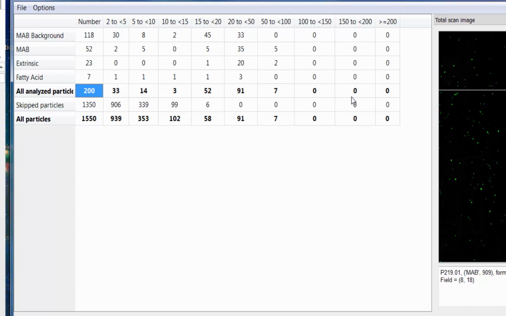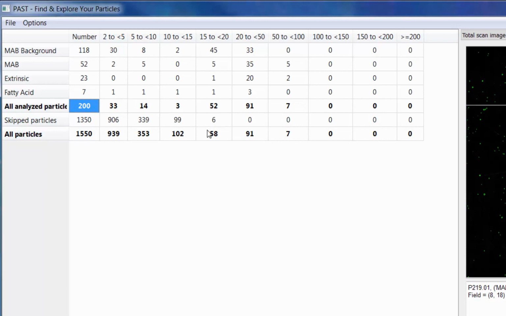So when you take a look at the particle size distribution, we start to see some particles between 50 and 100 micrometers. There were 91 particles between 20 and 99, 100 particles between 10 and 15, and 353 between 5 and 10, and nearly 1000 between 2 and 5.